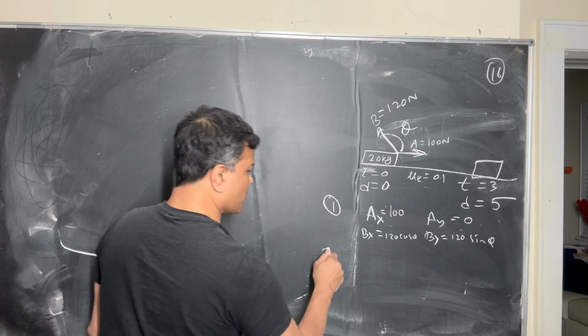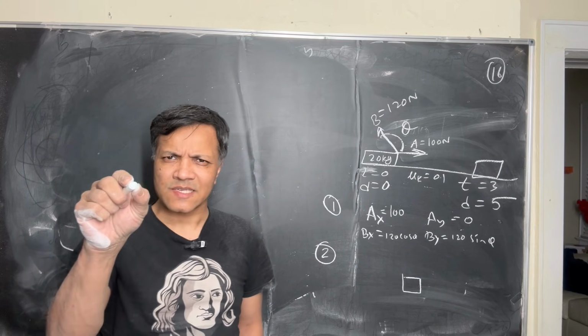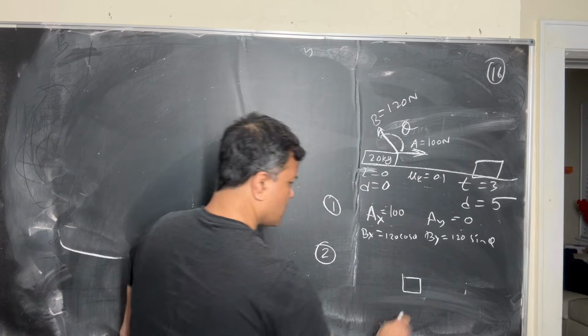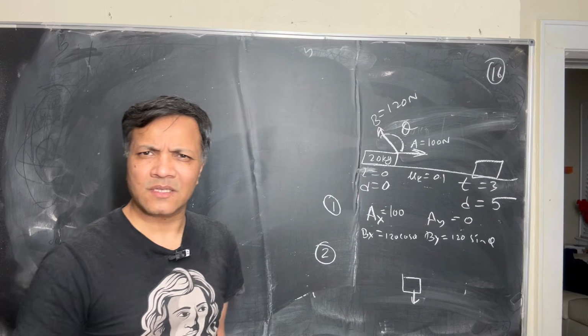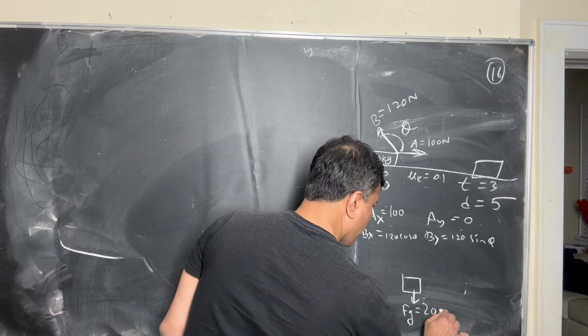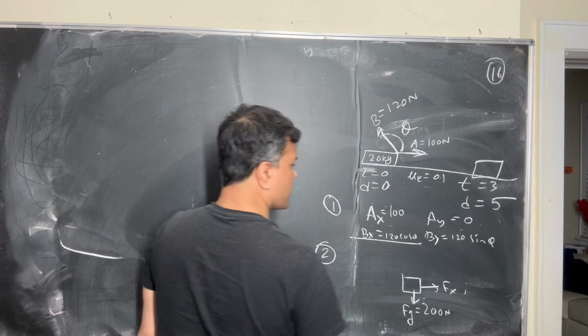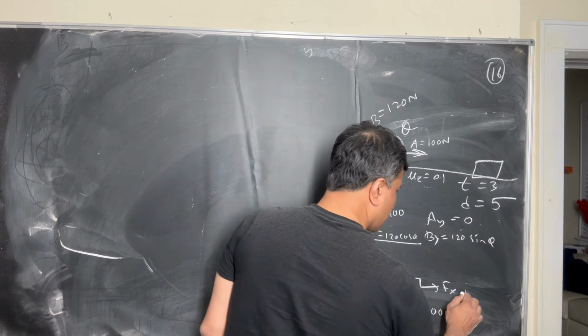This is step number 2. We're going to draw a free body diagram. In the free body diagram, the easiest thing always is the weight. The weight is 200 Newton. Why is that? Because it's 20 kilogram. Fx is, you want to add them up. So 100 plus 120 cosine theta.